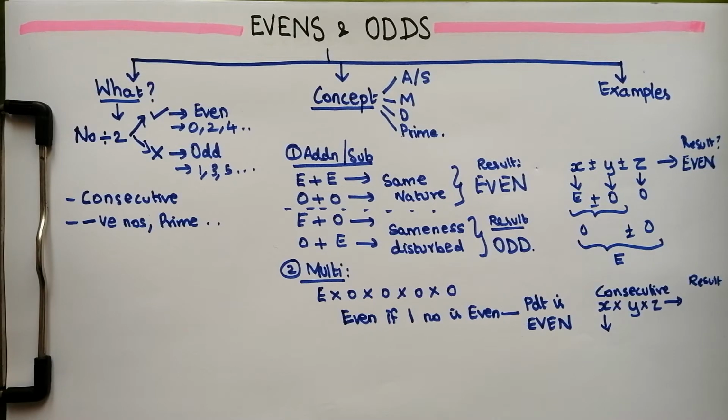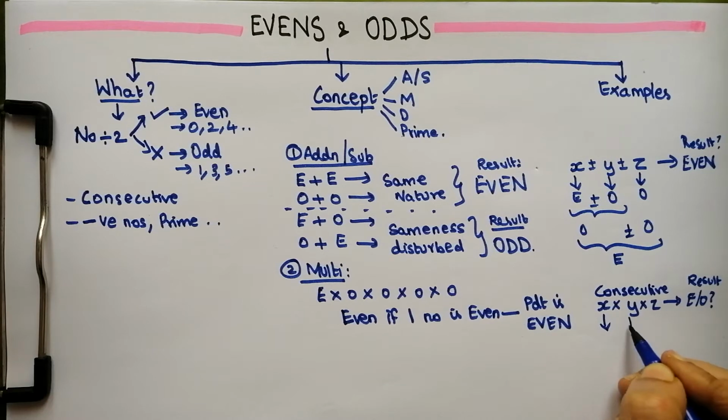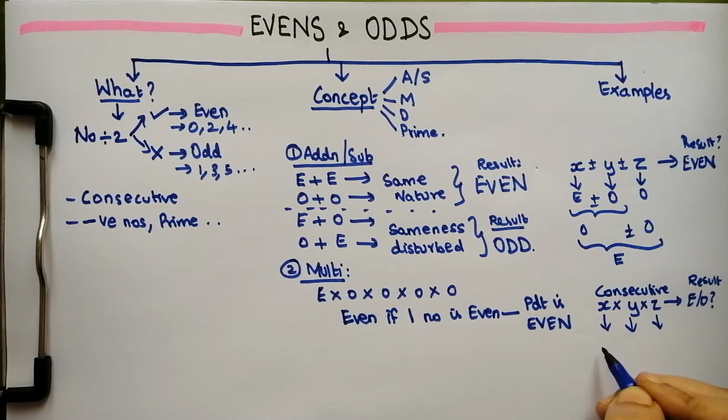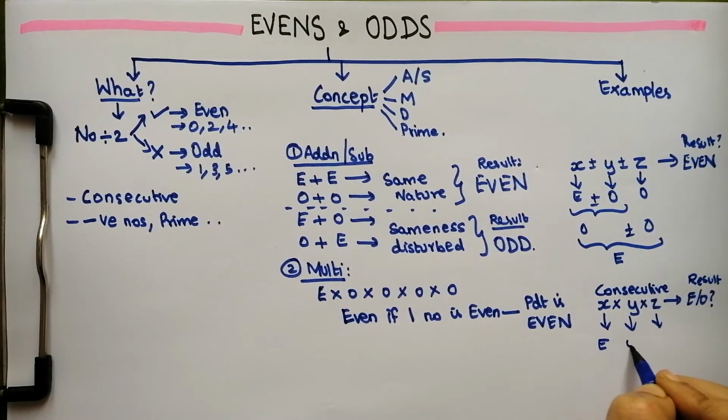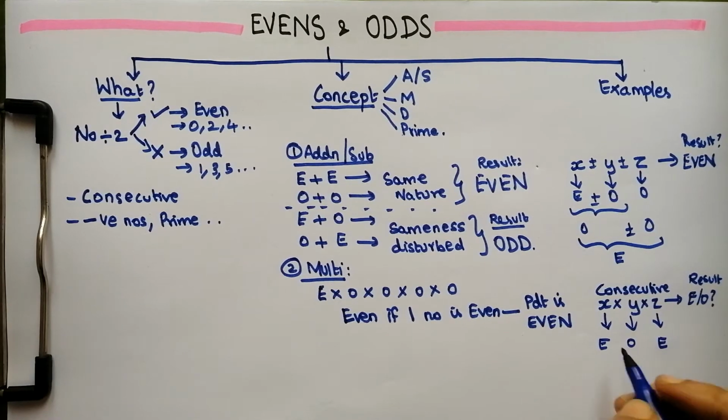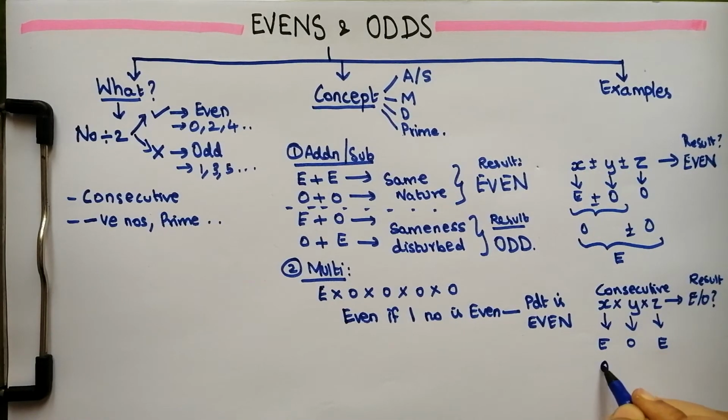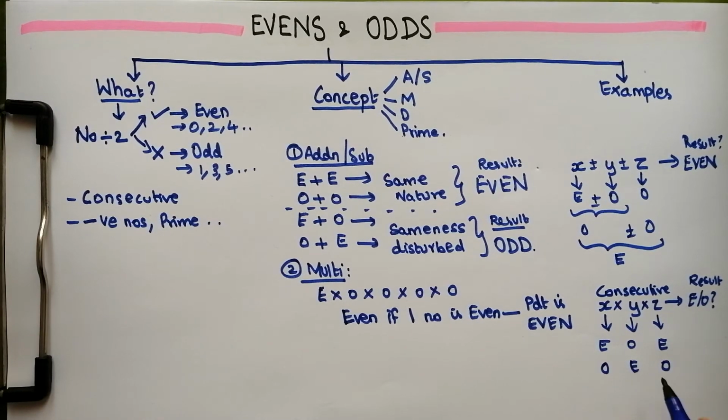Whether will it be even or odd? There are two concepts to understand here. Two possibilities. One is these numbers can be even, odd, even because they are consecutive, or if it starts with an odd number, then the next one will be even and then it will be odd.